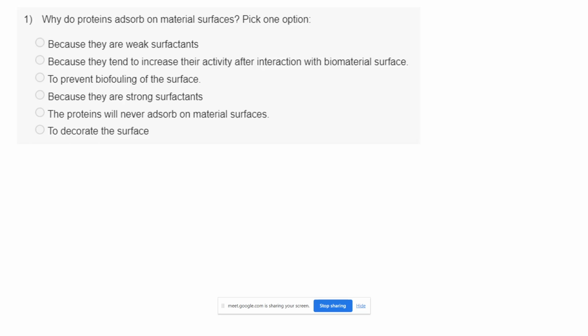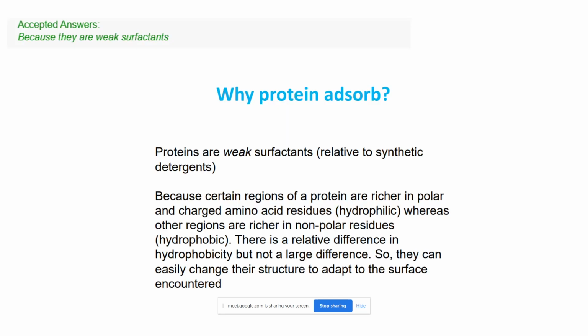So question number 1 is, why do proteins adsorb on material surfaces? We have to select one option that is correct. The correct answer here is because they are weak surfactants. Proteins have both hydrophilic and hydrophobic parts because of their amino acids, and because of these different regions, some hydrophobic and some hydrophilic, they act as weak surfactants.